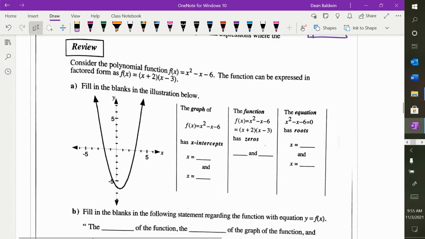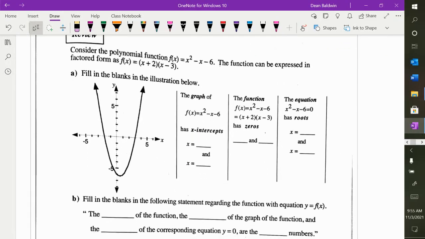Okay, so let's go back to math 11 for a sec here. We have a quadratic function. What are the x-intercepts of this graph? What are the x-intercepts? There you go, -2 and +3. If you factor it, you get x plus 2, x minus 3.